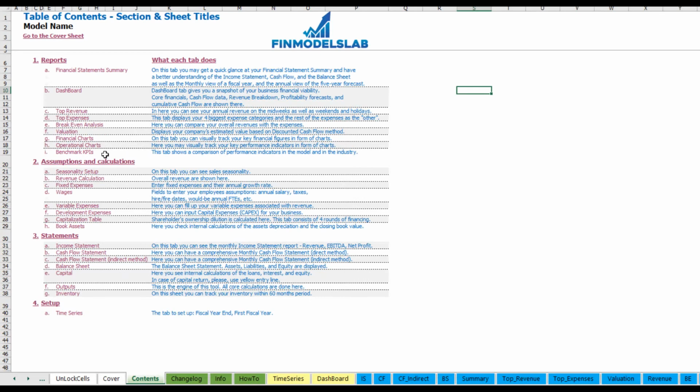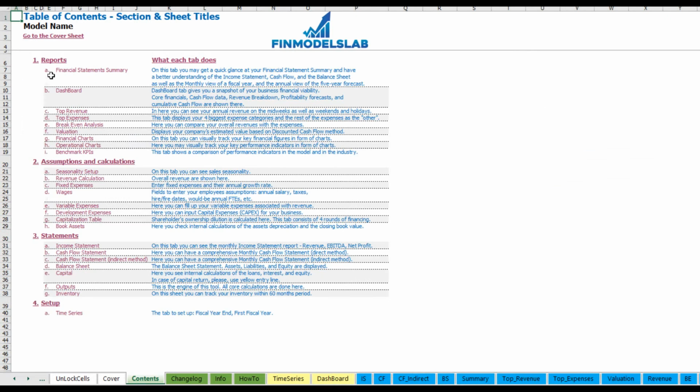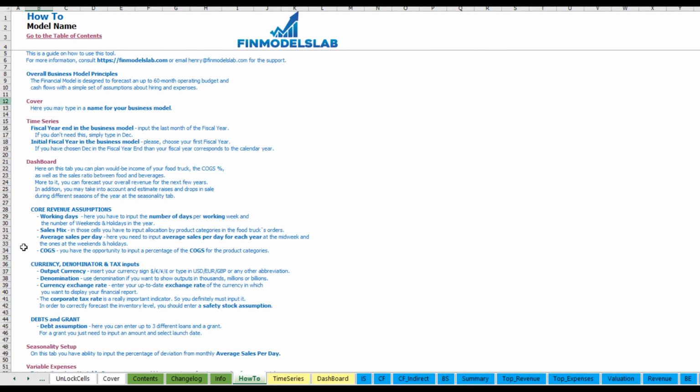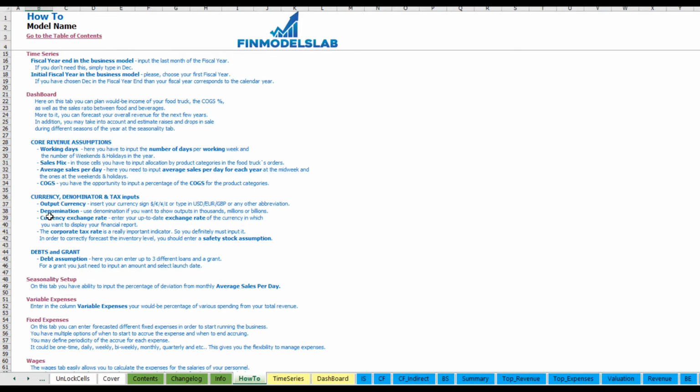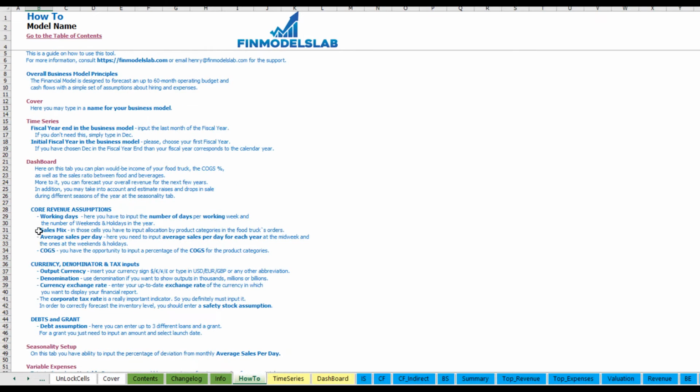Additionally, you have the Contents tab, which allows you to navigate across the model very simply. So you may click on any report and you can go back. It is broken down by reports, assumptions, statements, and setup. There is a short explanation about what each tab does, but if you want to know more, you can go to How To and see a more detailed explanation of what each tab does and what inputs you may find on this sheet and what kind of outputs you may find on this sheet as well.